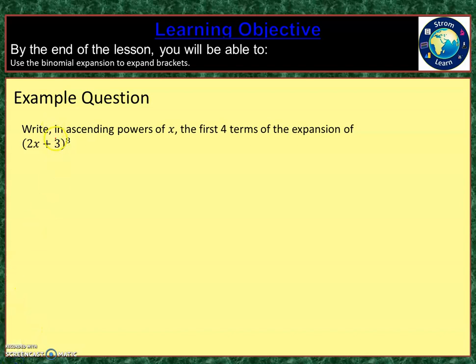To generate the first term, if I had 8 brackets, I'm going to be selecting the 3 from all 8 of the brackets, because it says write in ascending powers of x, so the lowest ascending power of x is going to be if I have no x's at all. So picking 3 from each of those brackets and multiplying them together is going to give me 3 to the power of 8. But I'm not actually going to use it as 3 to the power of 8.